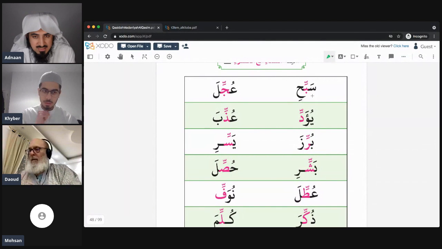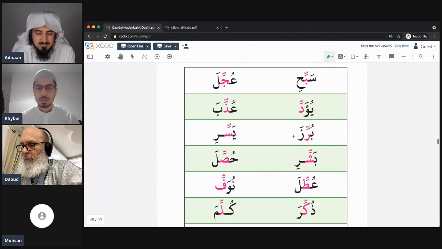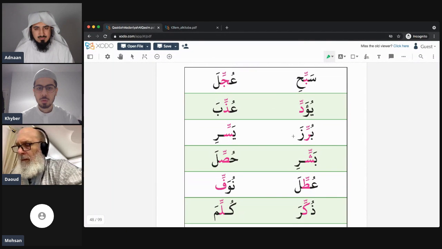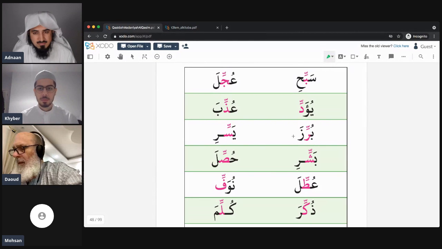Sabbihi. Ujjila. Khaybar. Sabbihi, ujjila. Ahsant. Muhsin. Sabbihi, ujjila.